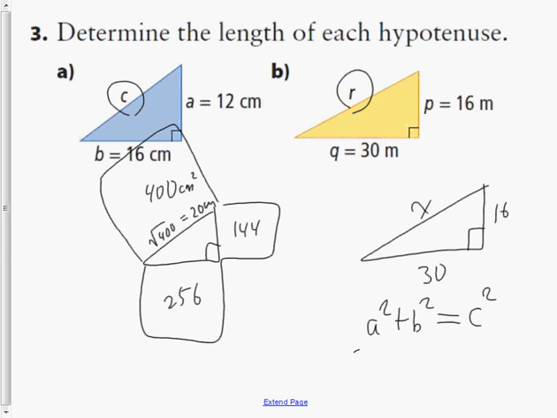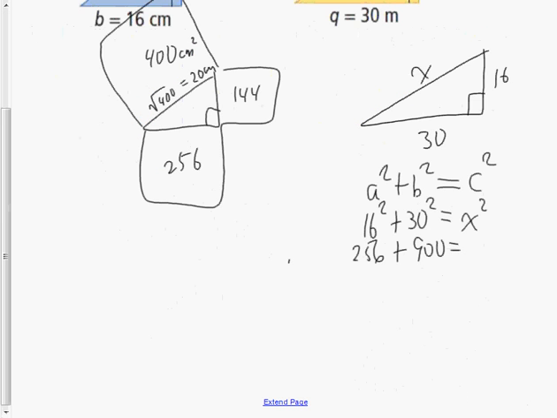I know my two legs. A can be 30. Actually, you know what? It doesn't matter, but I'm going to keep my leg A as the short side. So 16 squared plus 30 squared, meaning squaring both of those numbers, will equal x squared, the area of the square attached to the hypotenuse. 256 plus 900, which is 30 squared, will equal 1,100. Oh no, hold on. Oopsie daisy. It will equal 1,156, which equals x squared.